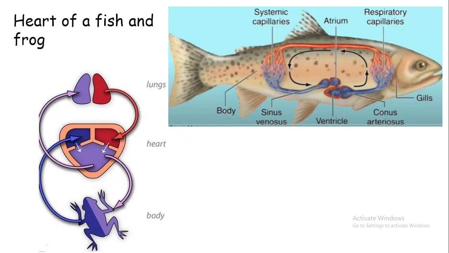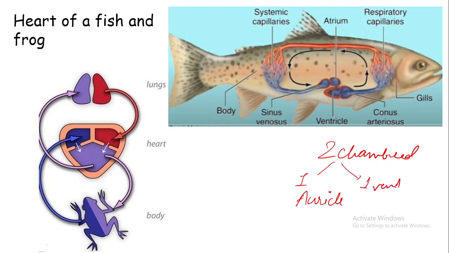Coming to the type of heart in fishes and frogs. To know and study about the types of hearts, it is mainly done from the vertebrate classes. The heart of the fish is said to be two chambered. These two chambers are a single auricle or atrium and a single ventricle. This is the ventricle, this is the atrium.